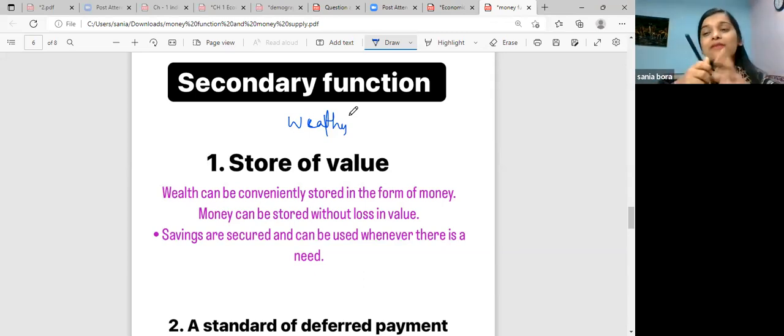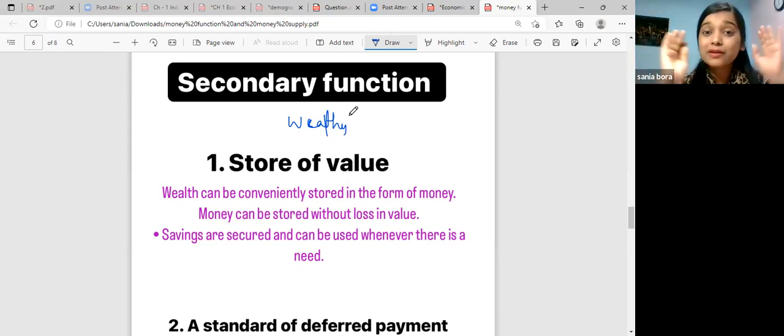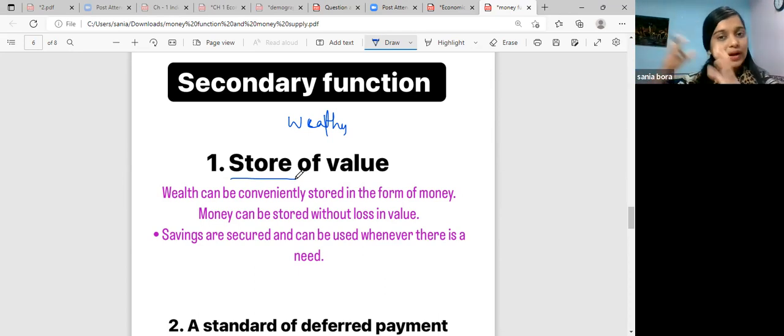For example, I have lots of pens. You won't be saying I'm wealthy, because I don't have money, right? Pen, car, no matter what. But if you have lots of money, then I can consider that you are wealthy, right? So similarly, store means if you store, one day you will be wealthy. Whenever you write store of value, just remember: store means if I store, I'll be wealthy. So you have to start from wealth.